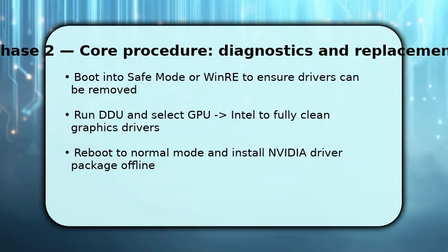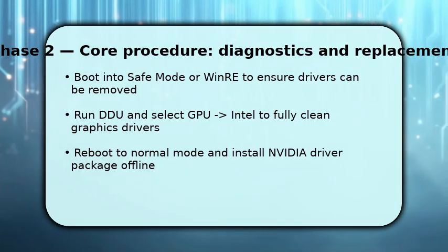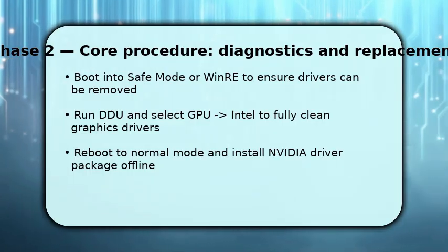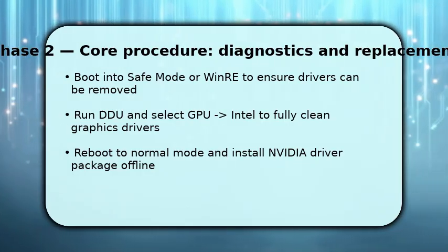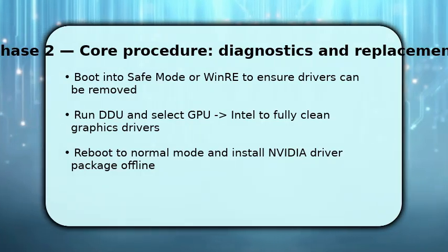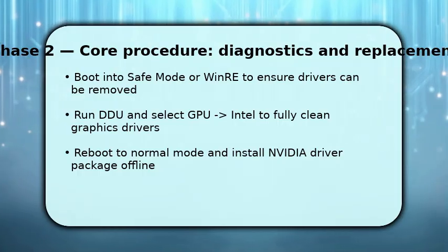Once done, reboot into normal Windows and run the Nvidia installer offline, choosing Custom Clean Install to ensure no legacy files remain. Make sure to monitor for errors during installation. If the installer reports missing components, reinstall.